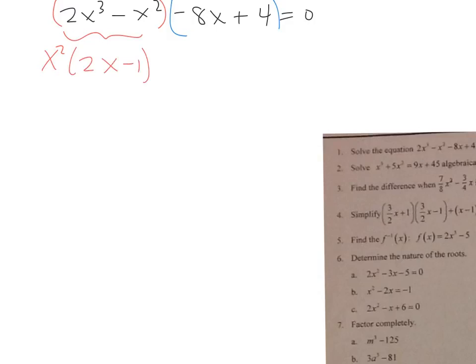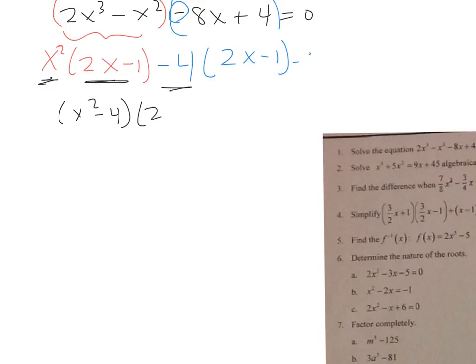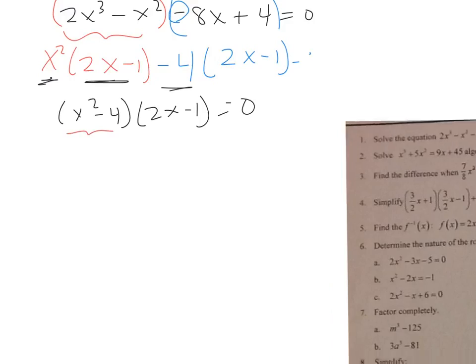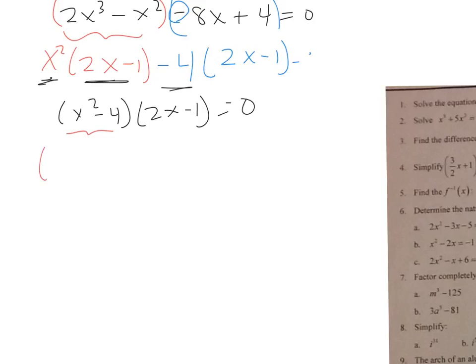I notice that in the second group I have a negative, so I'm going to bring that out. My GCF is 4, and then I get 2x minus 1. So my coefficients, the x squared and the negative 4, are one factor, x squared minus 4. My other factor is 2x minus 1, and that equals 0. Inside this parentheses is the difference of 2 perfect squares, so I factor that: x plus 2, x minus 2, and I still have 2x minus 1 equals 0.